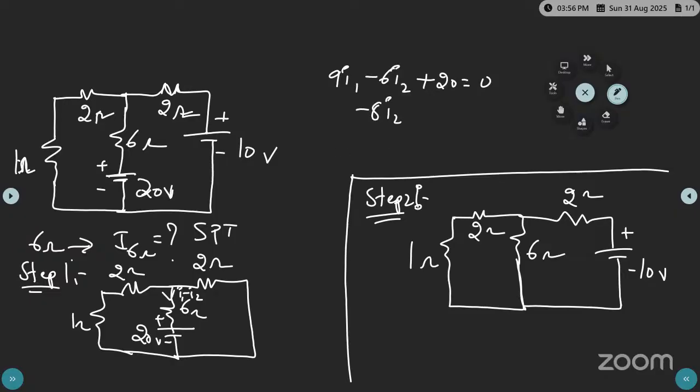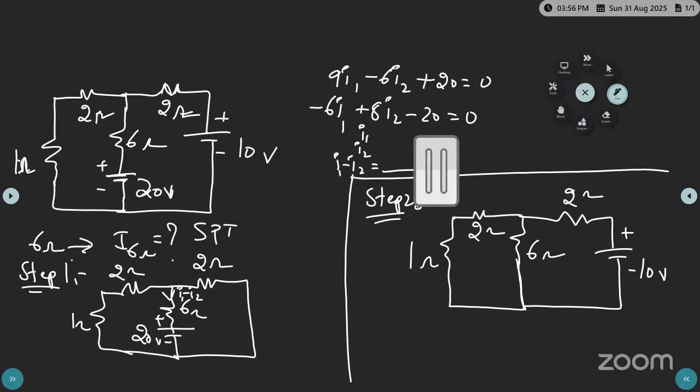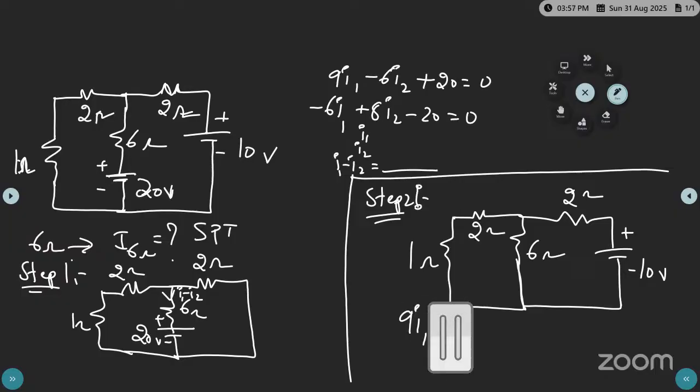8I2 minus 6I1 minus 20 is equal to 0. What is I1? You find out. What is I2? You find out. I1 minus I2 is equal to what value? Okay. In the second step, 9I1 minus 6I2 is equal to 0. Second equation is 8I2 minus 6I1 plus 10 is equal to 0.